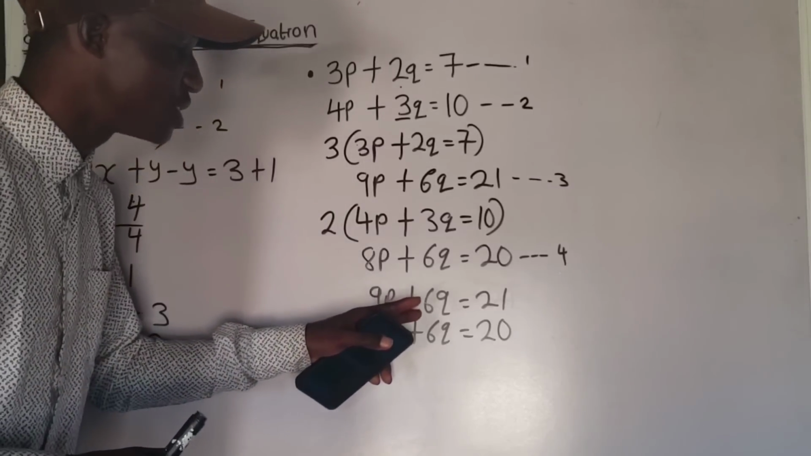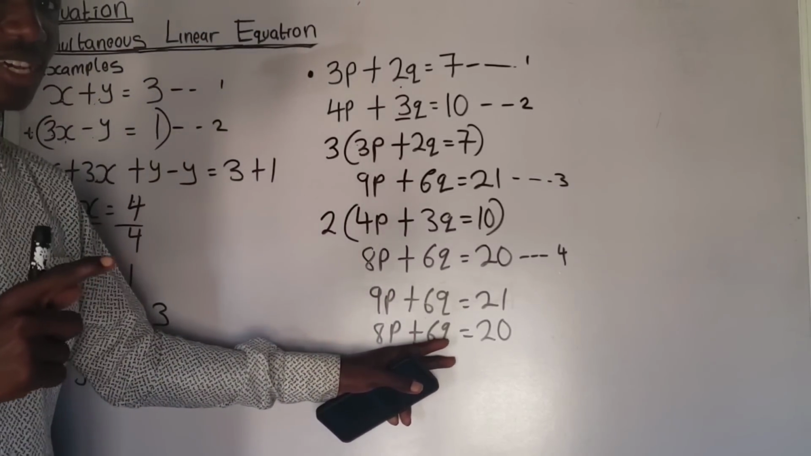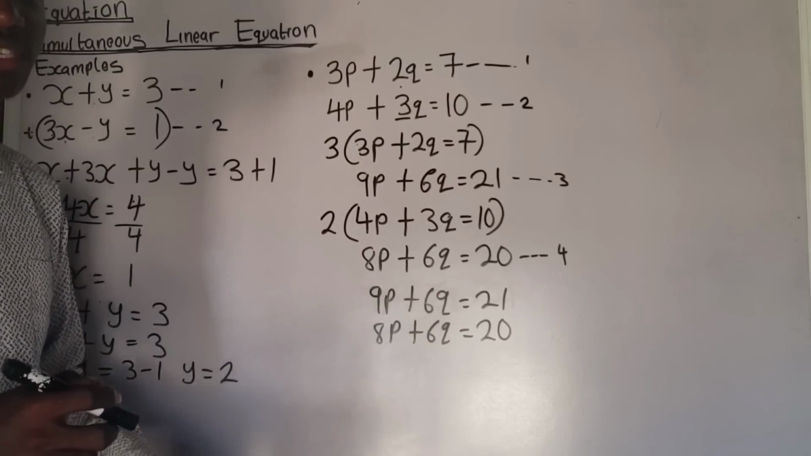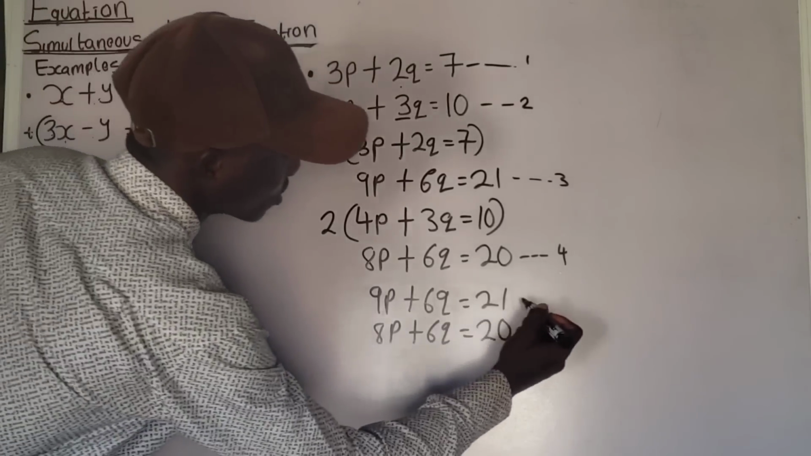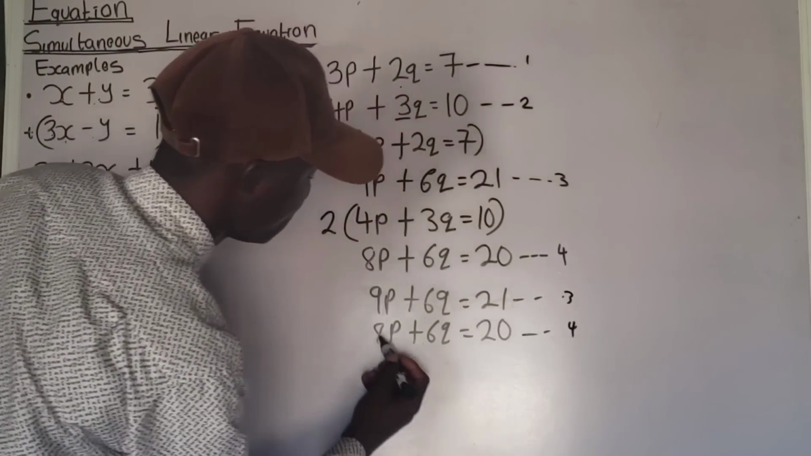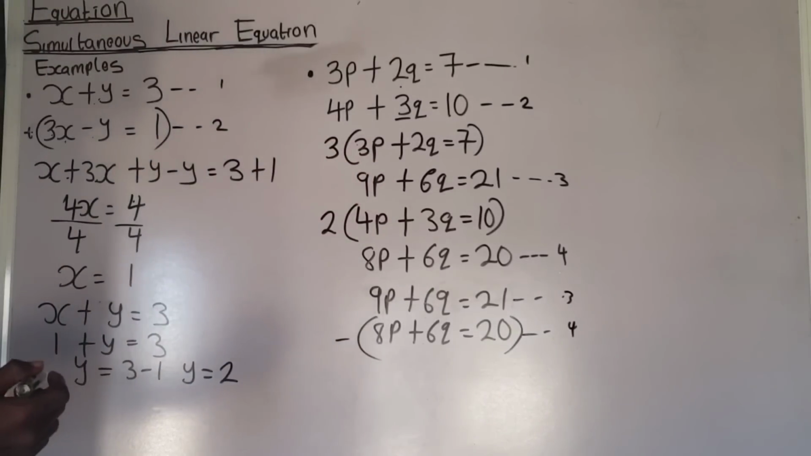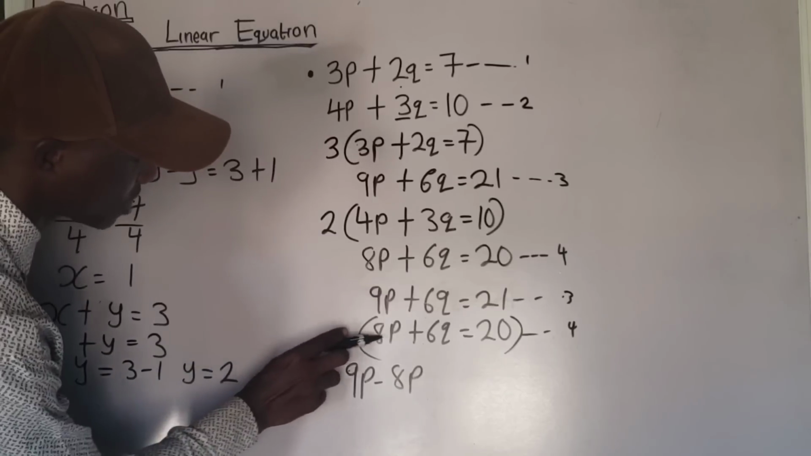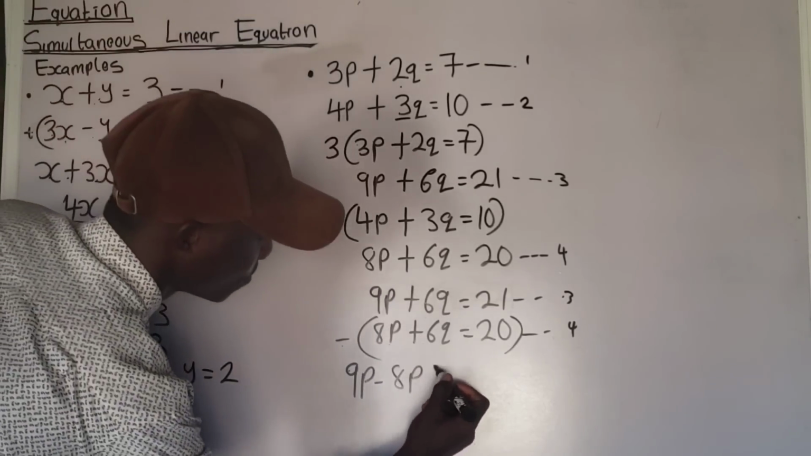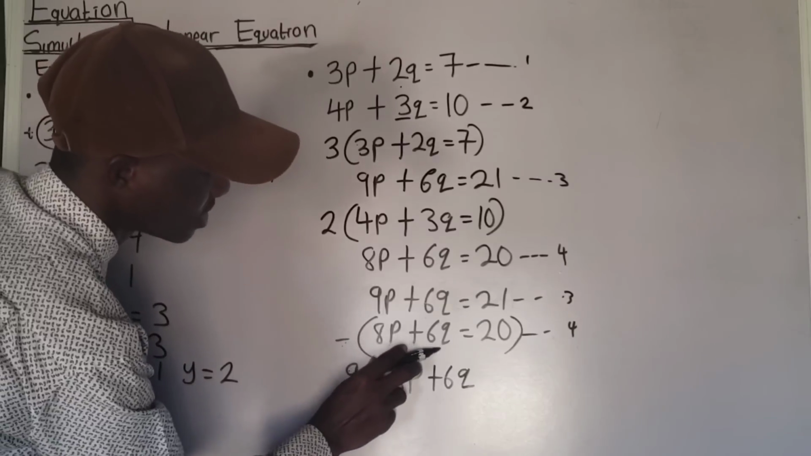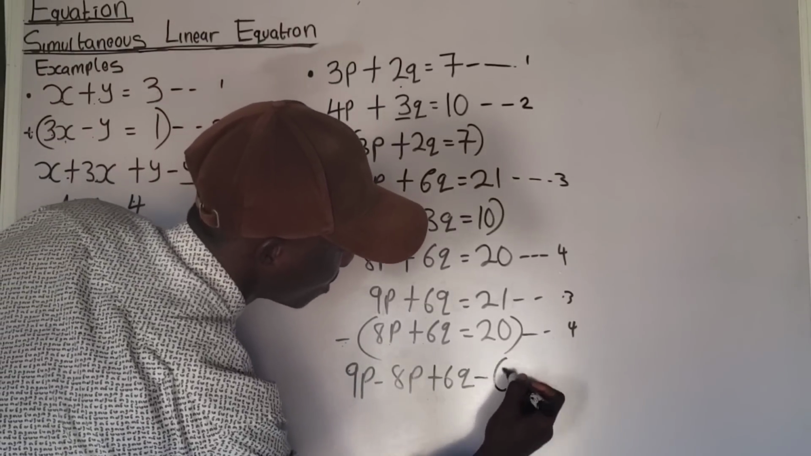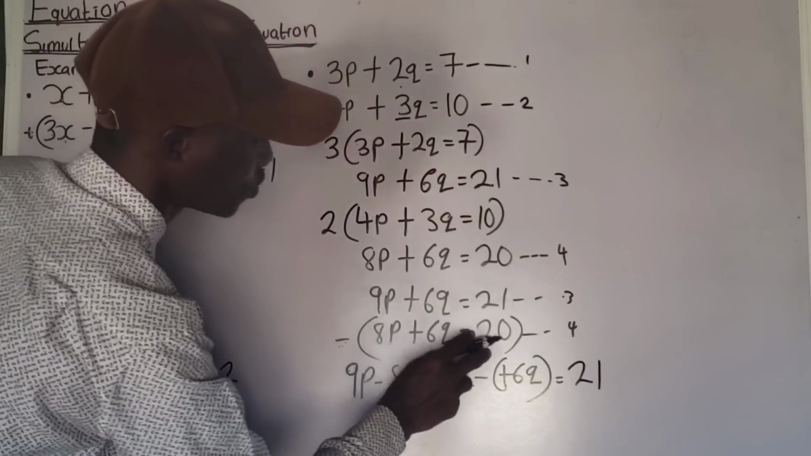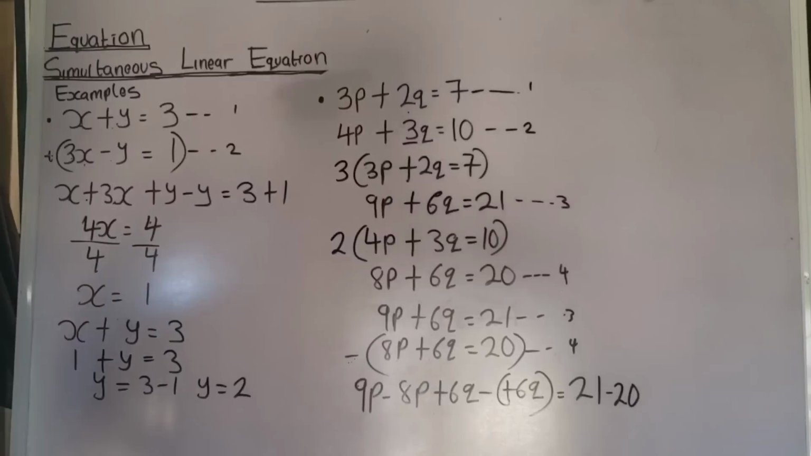Let's say I have positive 6q and negative 6q. I'm going to add. But in order to eliminate this q, I have to subtract because the signs are both positive. So let us take equation 3 and equation 4, and I'm going to put minus. So I'm going to have 9p minus 8p, plus 6q minus plus 6q, and 21 minus 20. Now let us proceed.